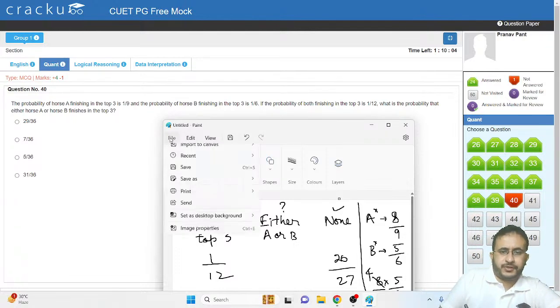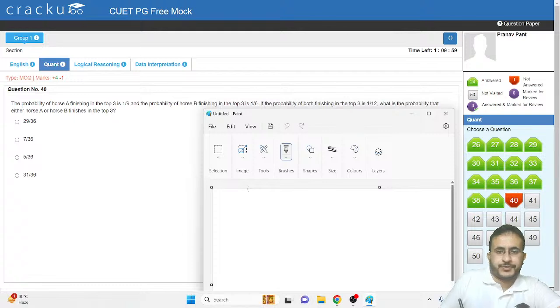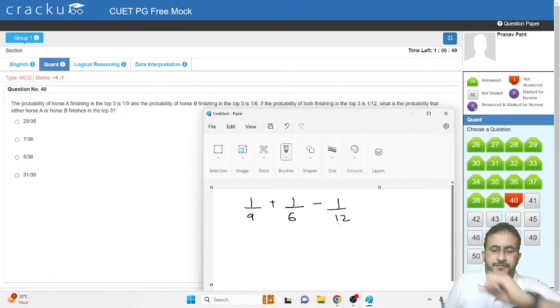Okay, so I got it. Like I'm doing it the wrong way. So, like A reaches, we'll probably do this here. Like 1 by 9 plus 1 by 6 minus 1 by 12. ये करना होगा मैं. So this becomes 36. 4 plus 6 minus 3. 7 by 36 will be the answer.